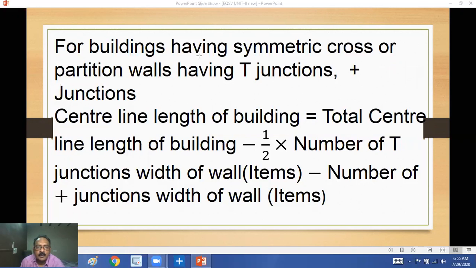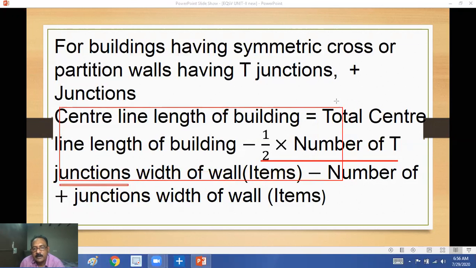Here, the center line length of the building is equal to the total center line length minus half of the number of T junctions times the width of all items, minus the number of plus junctions times the width of walls. Generally you have only two rooms with a T junction, so up to here is enough for you in the external examination.